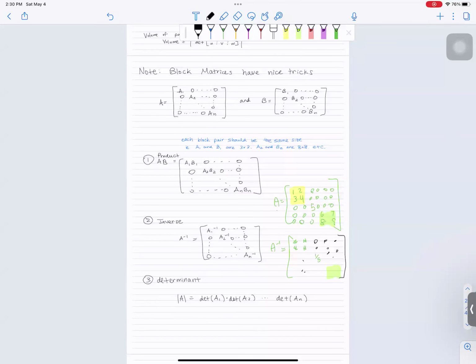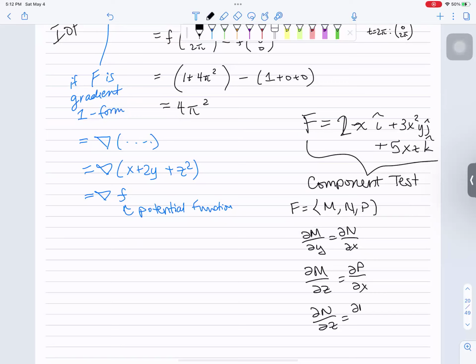And I also need N with respect to z equals P with respect to y. So I have to take all these partials and see if each is equal. If all three are equal, then yes, it's a gradient one form. If just one of them is not equal, like if over here I get 2x and 3y, that's not equal. So it fails the component test and it's not a gradient one form.